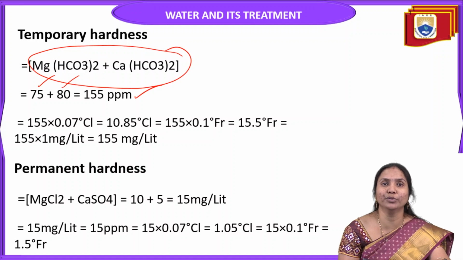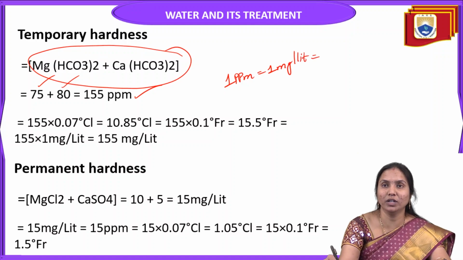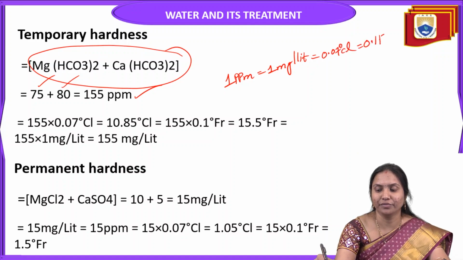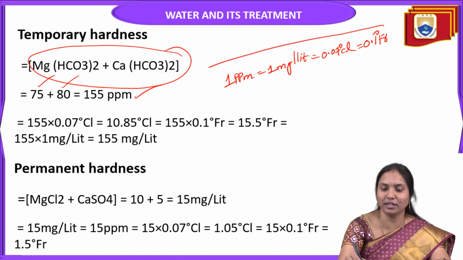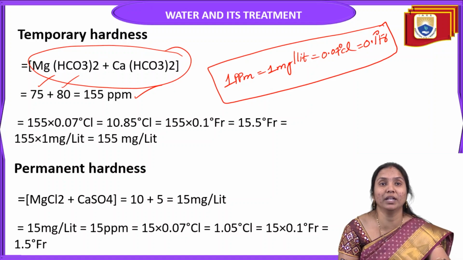So now you can convert it into milligram per liter, degree of Clerk, degree of French. So what is the basic relationship between all the units? Generally 1 ppm equals 1 milligram per liter, it equals 0.07 degree of Clerk and it equals 0.1 French degree. So this is the basic relationship between all the units of hardness.